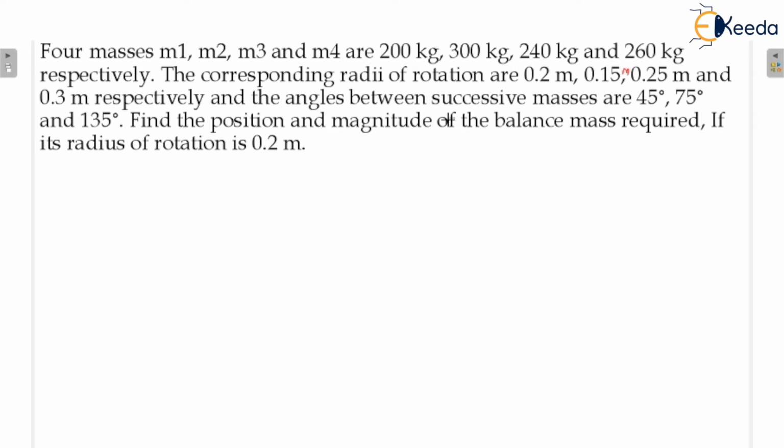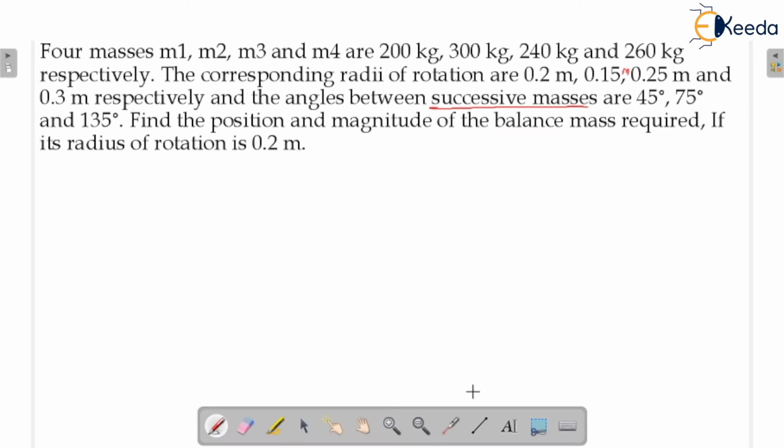So the angle between the successive masses. Now, this is the important term which is given here: successive masses. That means the angle between M1 and M2 is 45 degree. For M2 and M3, the angle is 75, and for M3 and M4, the angle is 135 degree. So this is the meaning of successive masses.